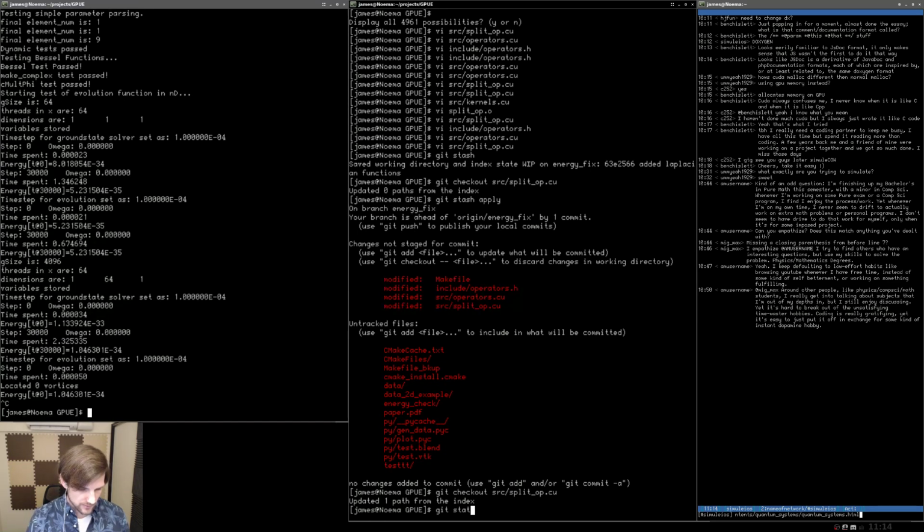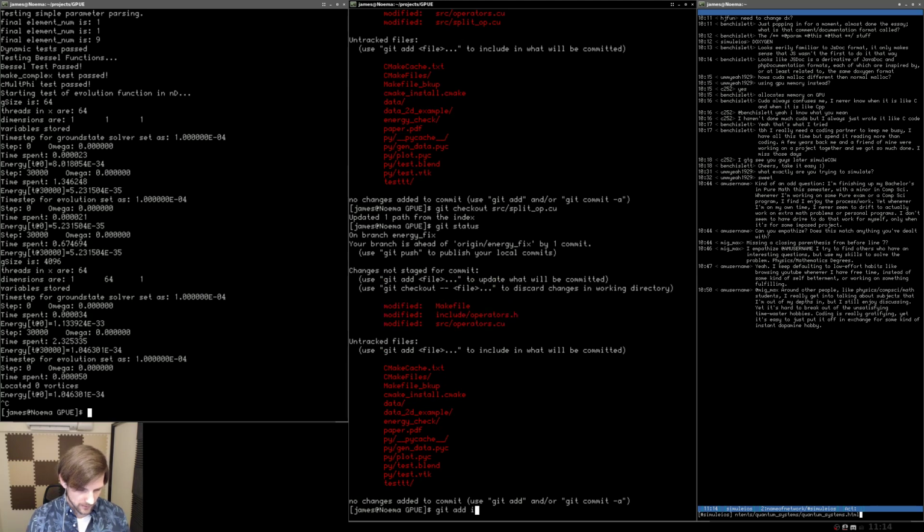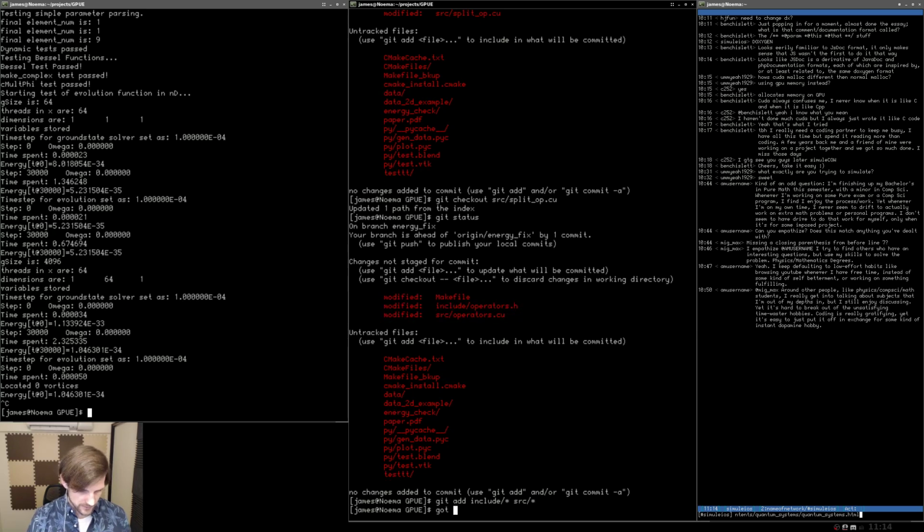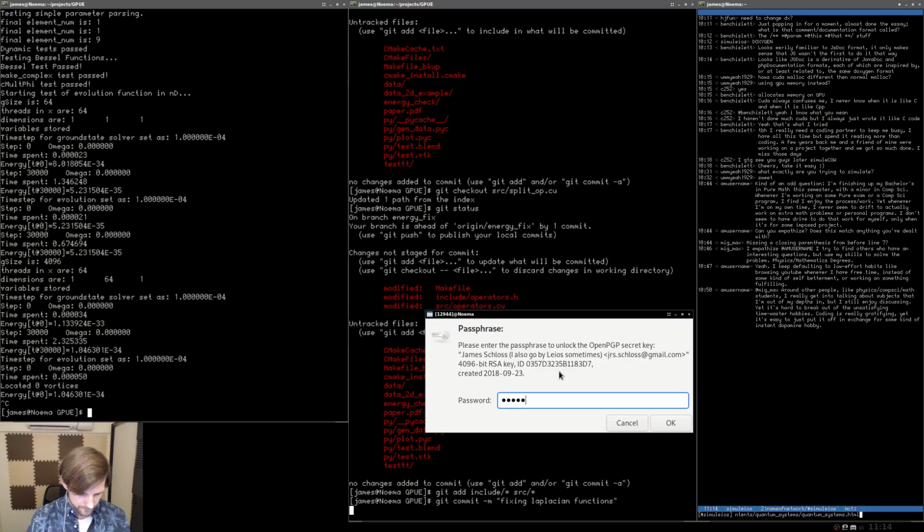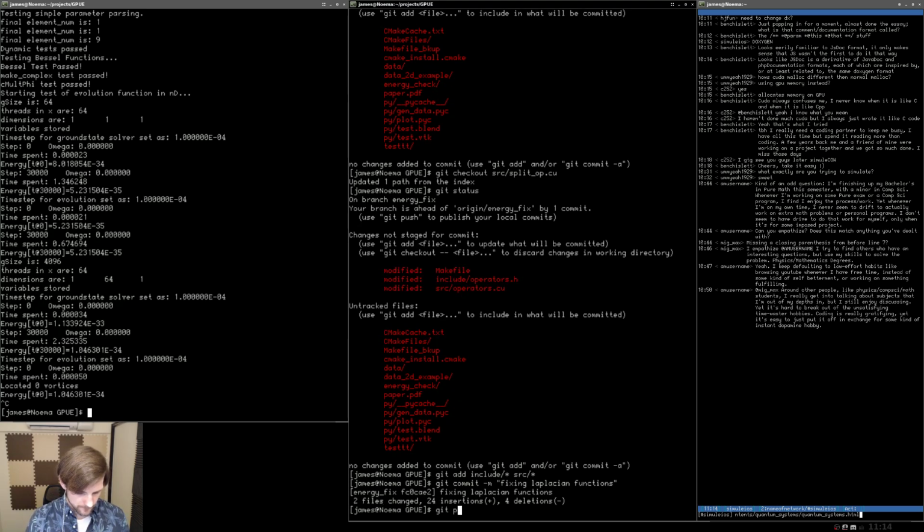So let's do git status one more time. Git add include, star, source, star, git push origin energy fix. Git commit, sorry about that. Dash m, fixing Laplacian functions. Okay, git push origin energy fix.